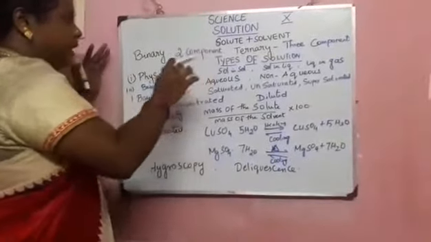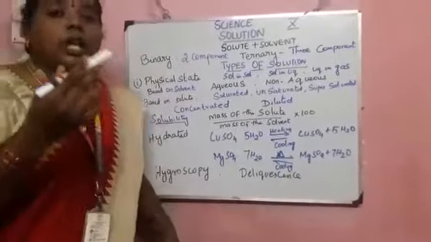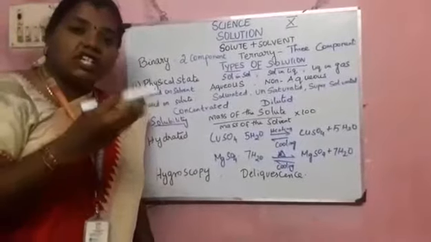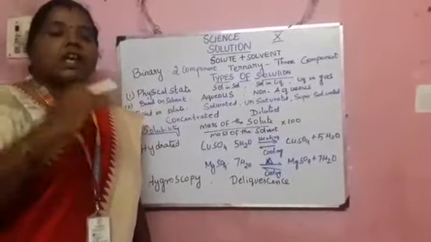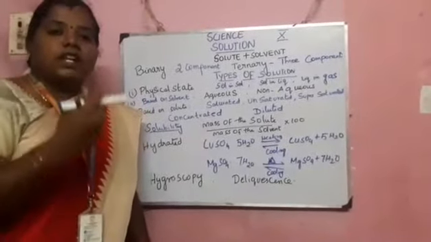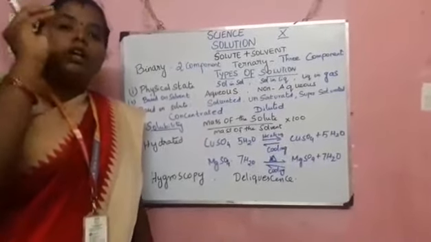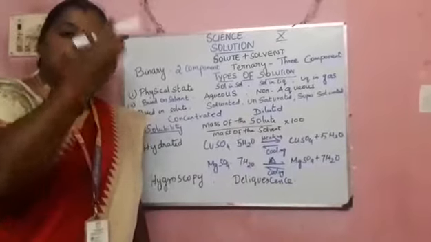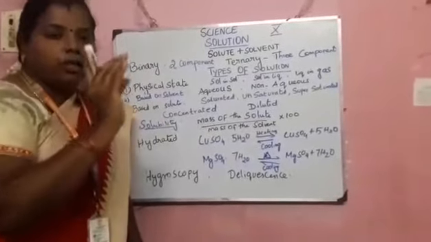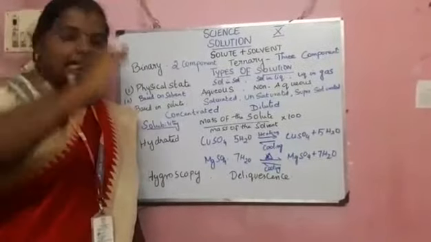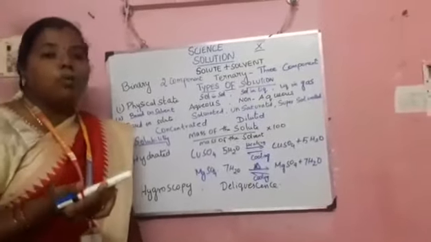Let's see, here we have two types of solution. One is homogeneous and the other one is heterogeneous. Homo means having the same phase. Hetero means two different phases. For example, if you dissolve sugar in water, it is completely dissolved. If you look from the outside, only the water will be there. That means a single phase. That will be called homogeneous.